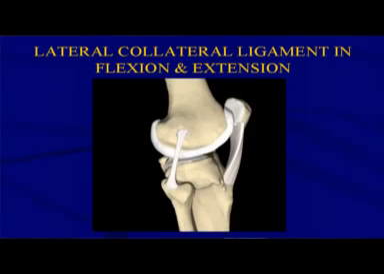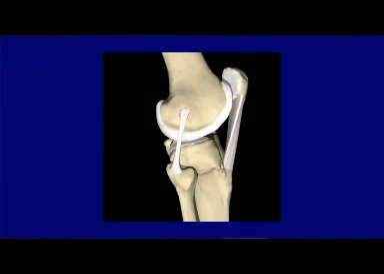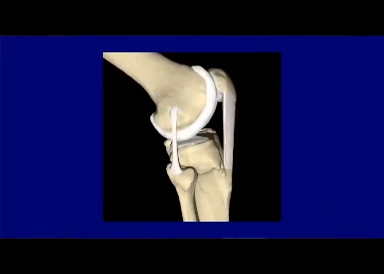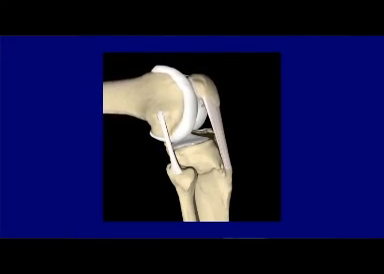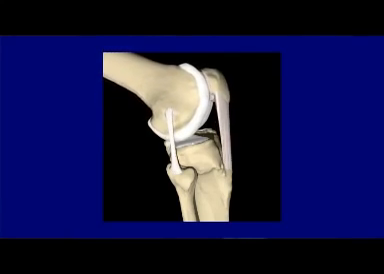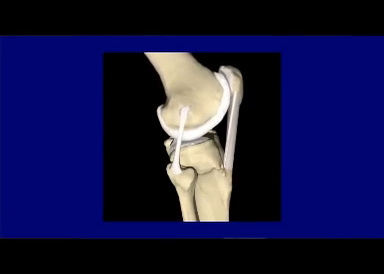Here's the lateral collateral ligament. And you can see the movement of the femur on the tibia, and also look at the ligament moving forward and back, and look at the whole movement of the whole joint here.